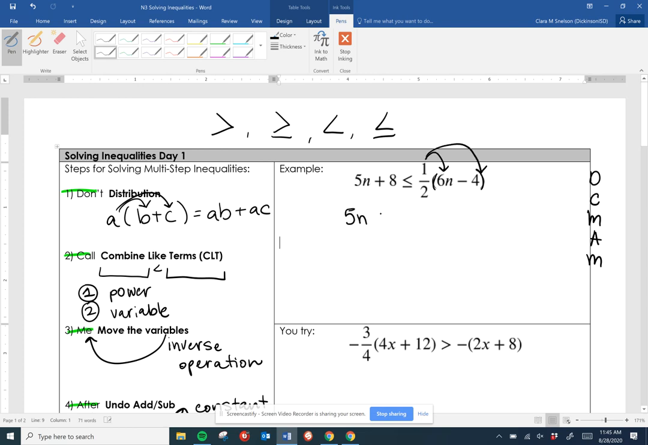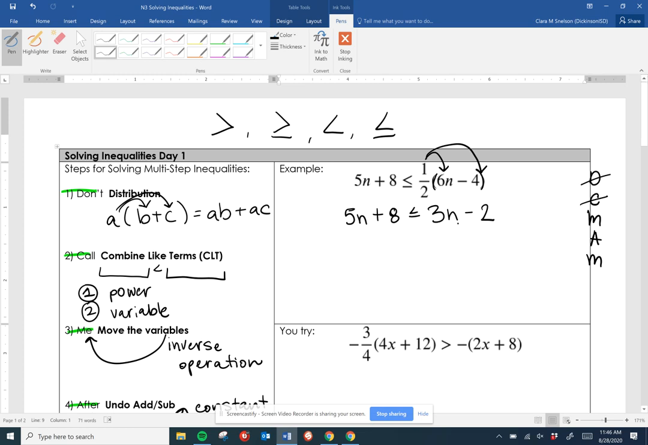Nothing on the left-hand side changes. We still have 5n plus 8, and that's going to be less than or equal to 1/2 times 6. Half of 6 is 3. We have our n, and then half of 4 is going to be 2, and that minus is going to drop down along with it, -2. So we did our distribution, and that's done. Combining like terms. The 5n and the 8 are not like terms. On the right side, the 3n and the 2 are not like terms, so we do not need to do that step. And then we're going to move all of the variables to the left.